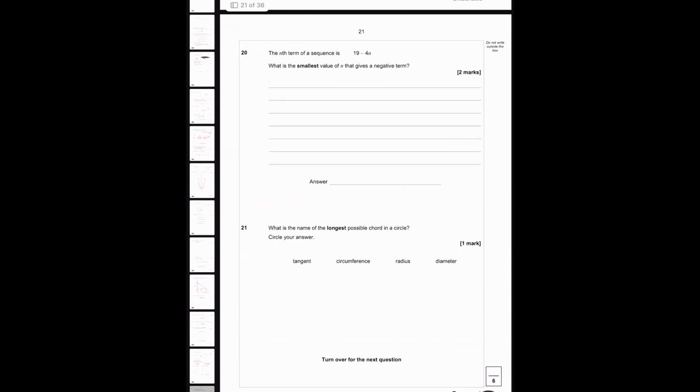For question 20 of this paper, the nth term of the sequence is 19 minus 4n. What is the smallest value of n that gives a negative answer? The easiest way to do this is just to go through the sequence. If we start with 1 in place of the n, we get 19 minus 4, which is 15. And then we can just take 4 off each time, so 11, 7, 3 and minus 1. Minus 1 is our first negative term. But we want to know where in our sequence that is, so 15 is our first, 11 is our second, 7 is our third, and 3 is our fourth, so minus 1 is our fifth, so the answer is 5.